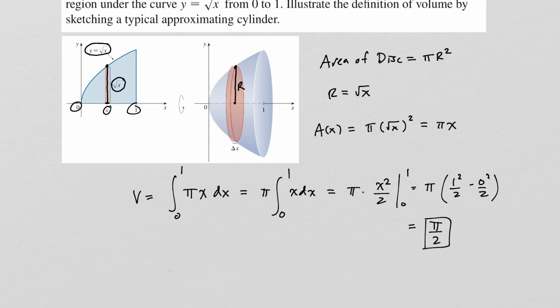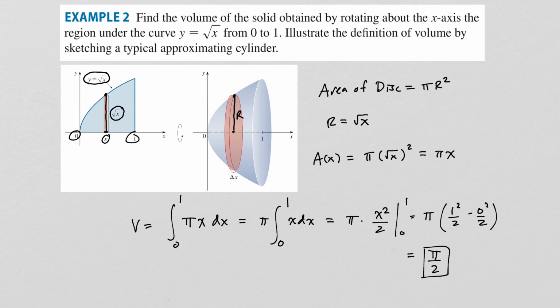So for all of these volumes of revolution, we're going to be finding the volume of a cylindrical disk, if you will. And so to do that, we need to find the area of the disk, which is always going to be pi r squared, and then you multiply it by the thickness, and that's what gives you the volume. Let's take a look at another one.